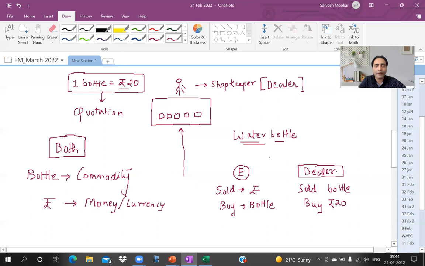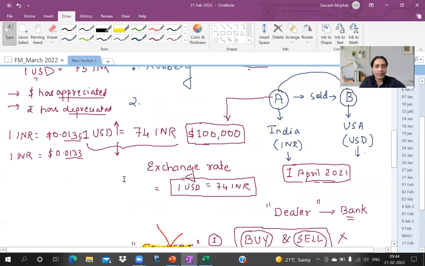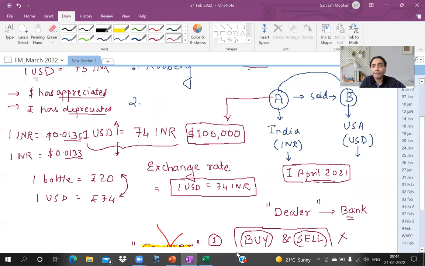Now, the trouble with foreign exchange market, and that is the starting point of all confusions. Big confusions. What do you see here? What is the major difference you see between one bottle is 20 rupees and one USD is equal to 74 rupees? Hello, all of you, focus on my question, please. One bottle is 20 rupees and one USD is equal to 74 rupees. What is the major difference? Not change, difference.